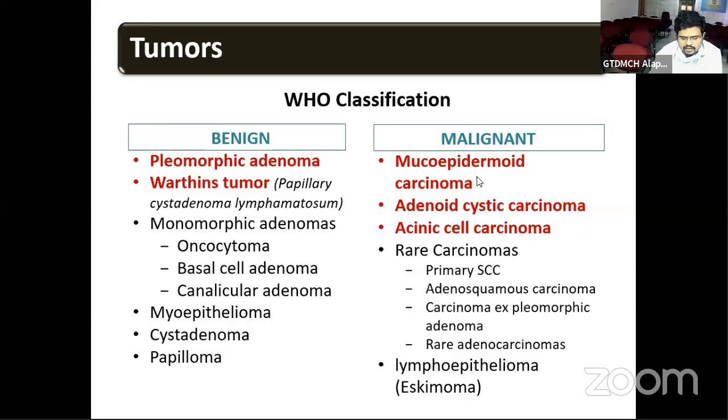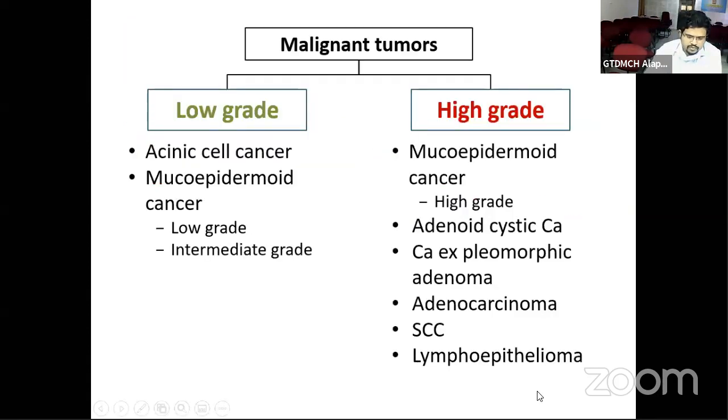Other malignant tumors are mucoepidermoid carcinoma, adenoid cystic carcinoma, acinic cell carcinoma, rarely squamous cell carcinoma, adenosquamous carcinoma, carcinoma in pleomorphic adenoma, and adenocarcinoma. Lymphoepithelioma, we describe it as Eskimoma. It is highly prevalent in the Eskimo population and the Chinese population. Okay. These are the malignant tumors.